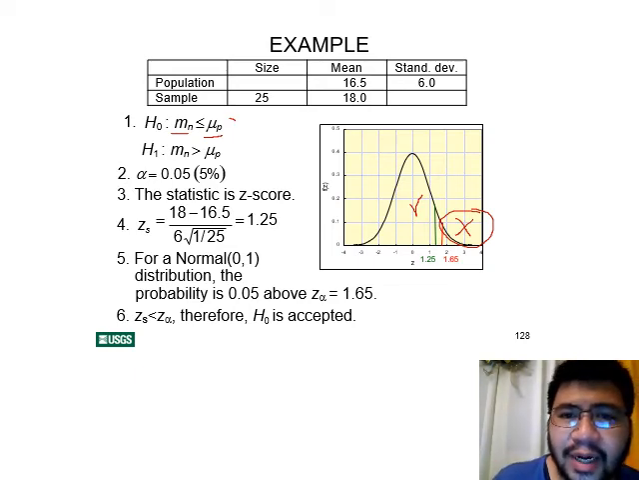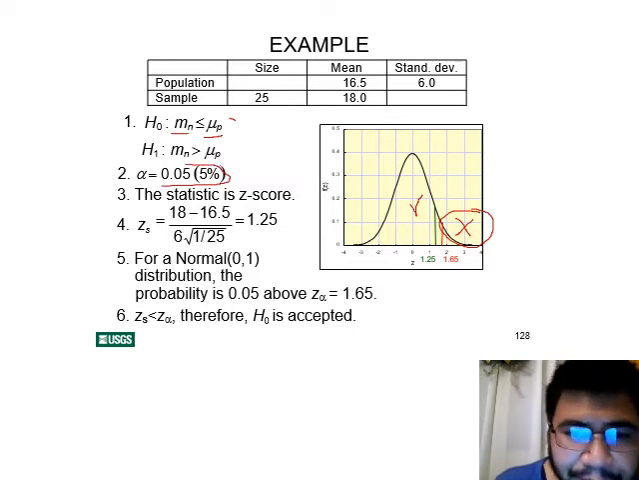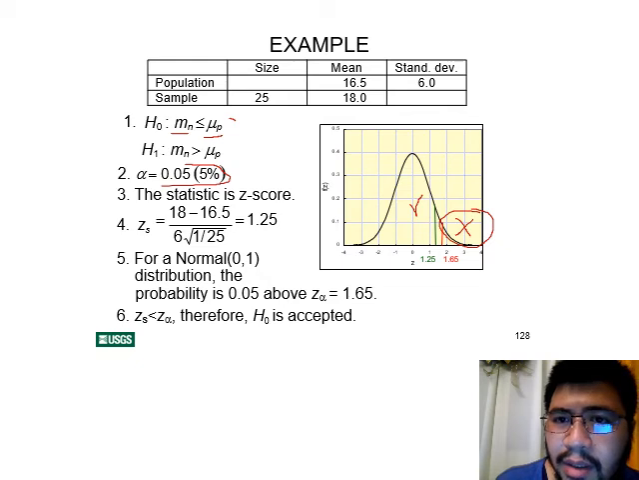Now the alpha, or the significance level, is 5%. This is the standard value, the most commonly used value. That means we have a 5% chance of making type 1 errors.